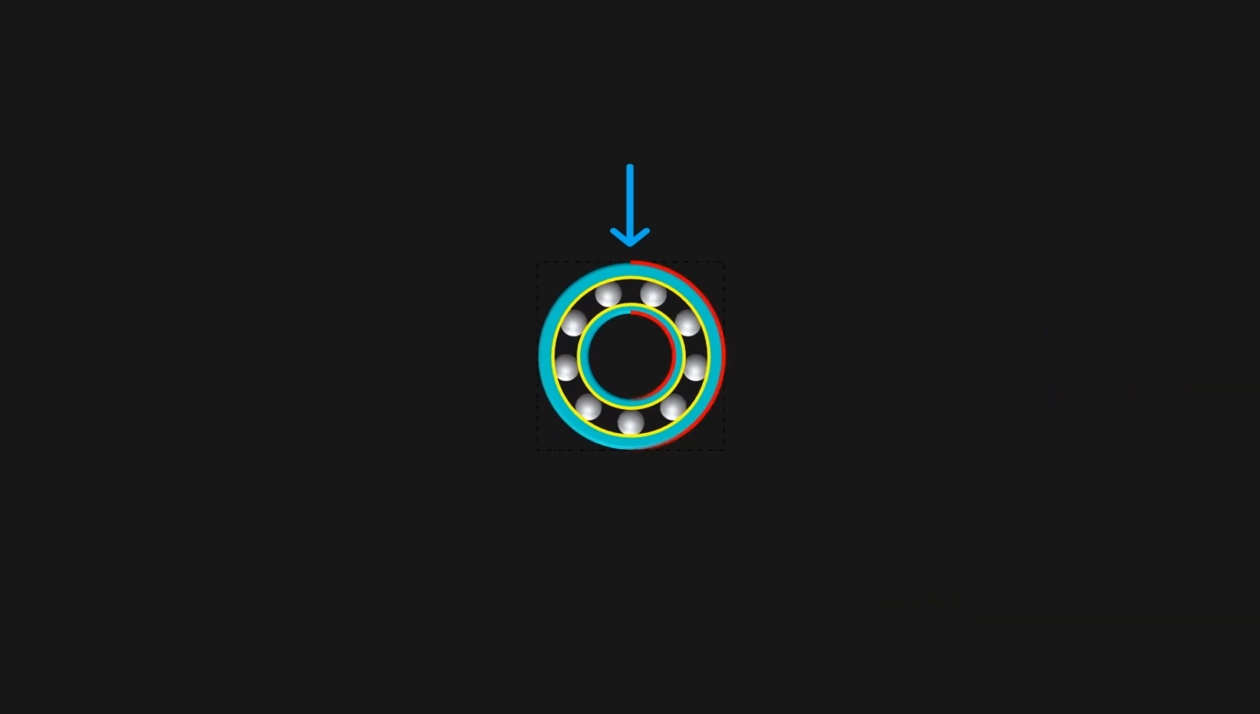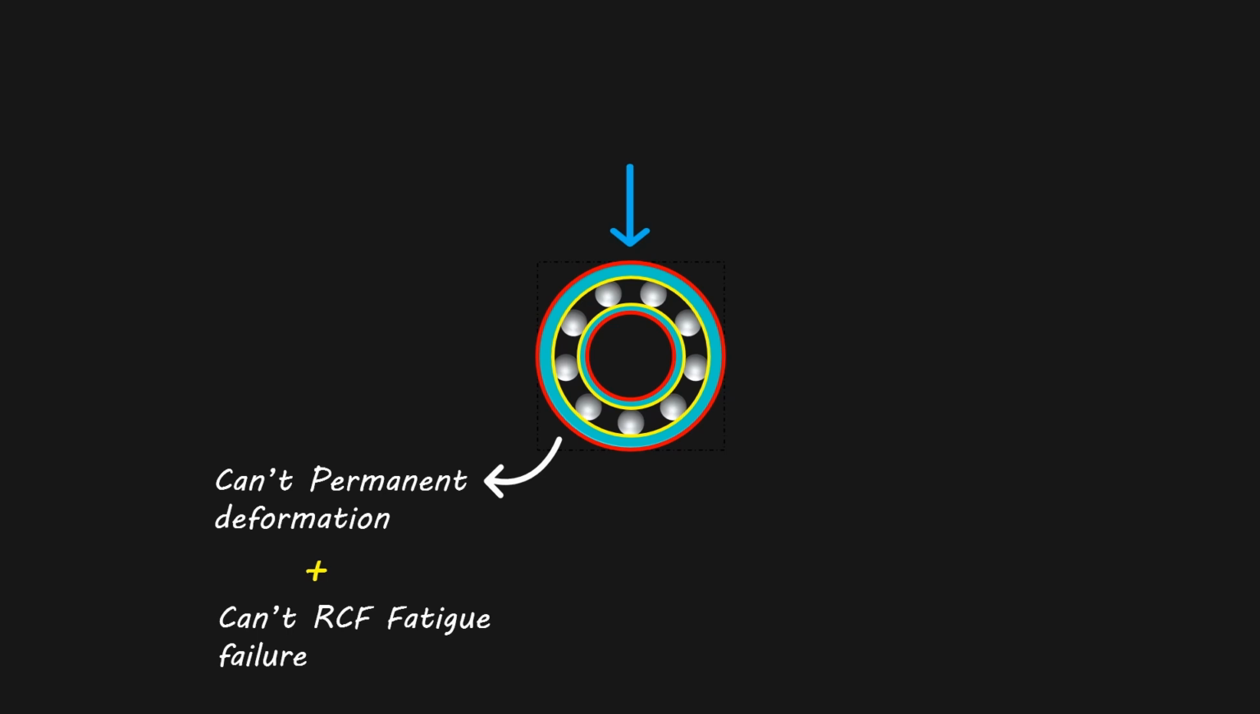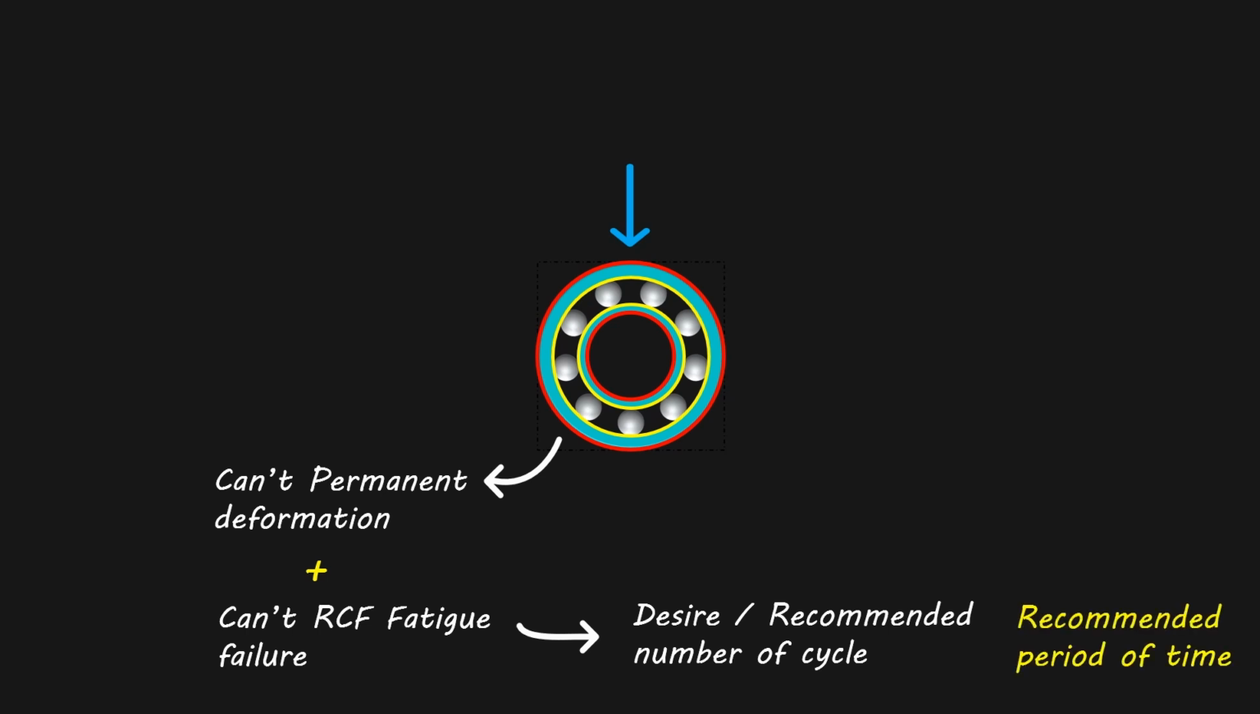So the bearing size should be sufficient that it cannot get permanently deformed, but also cannot fail because of RCF failure for a desired or recommended number of revolutions, or we can say a recommended period of time at a given speed and under a given load. And to verify the sufficient size of the bearing, we use the bearing rating life L10 formula, which ensures that the bearing will deliver the recommended life before the first sign of fatigue failure.